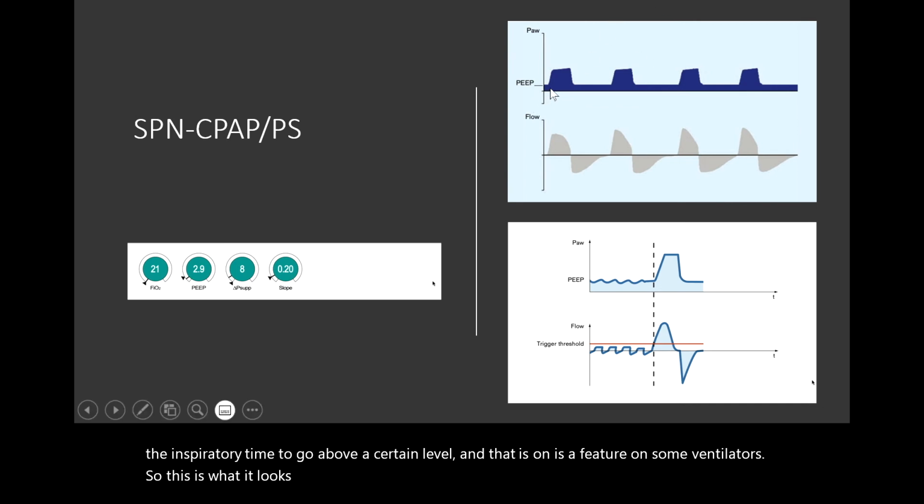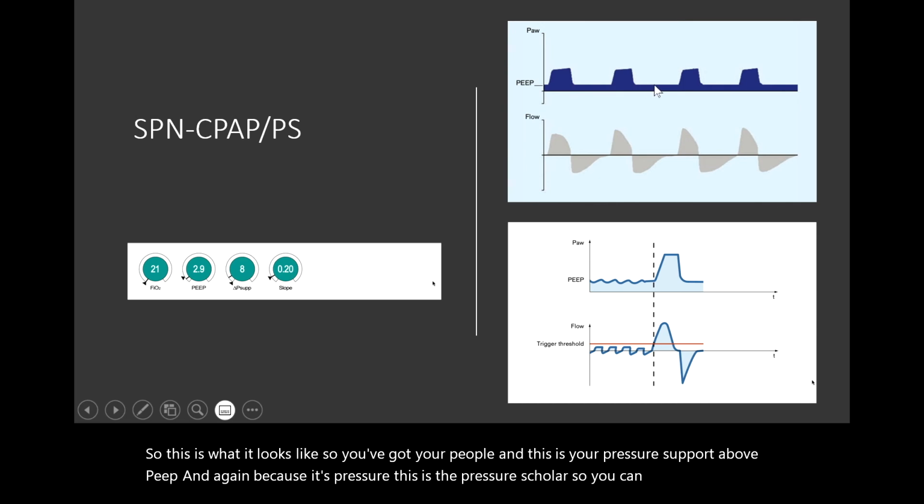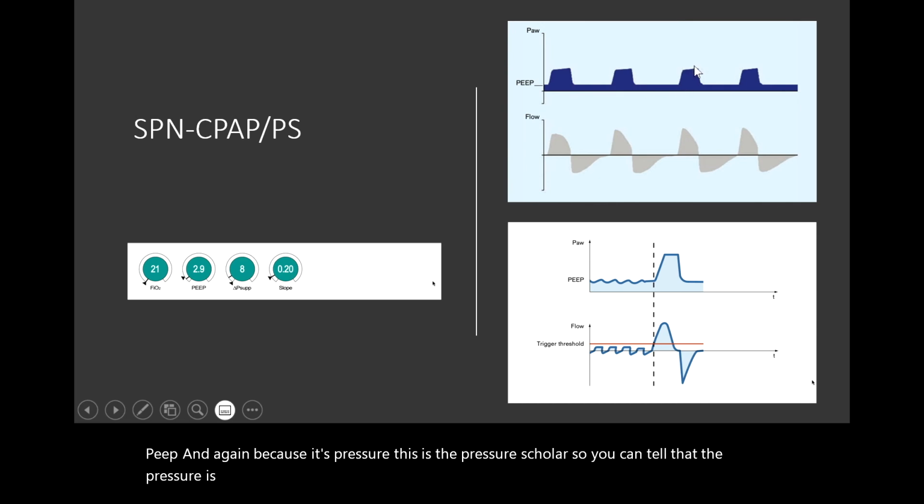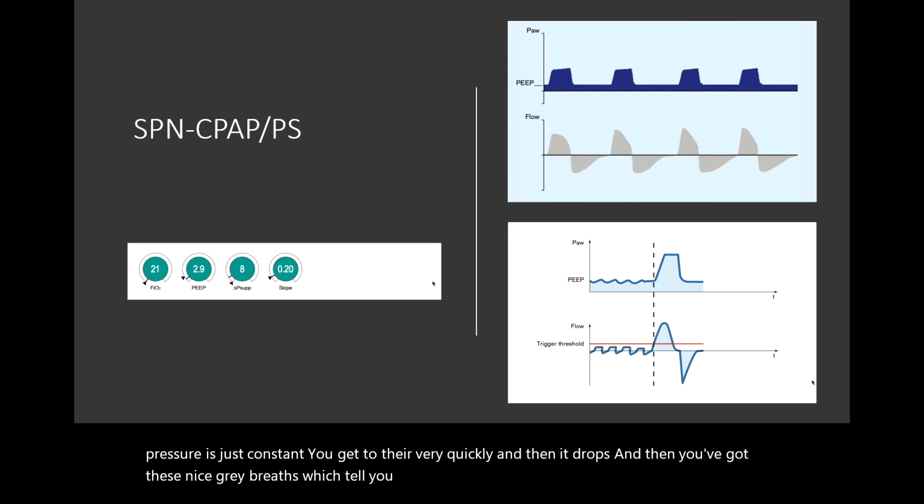So this is what it looks like. So you've got your PEEP, and this is your pressure support above PEEP. And again, because it's pressure, this is the pressure scalar, so you can tell that the pressure is just constant. You get to there very quickly, and then it drops. And then you've got these nice grey breaths, which tell you that these are patient-triggered breaths.